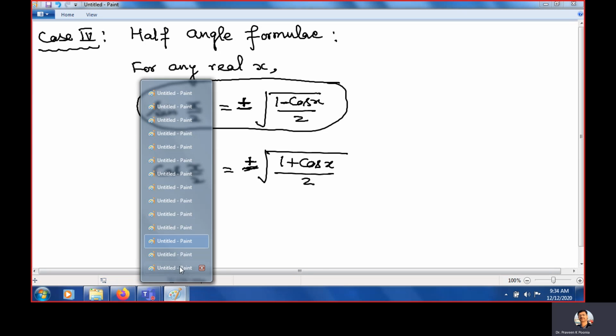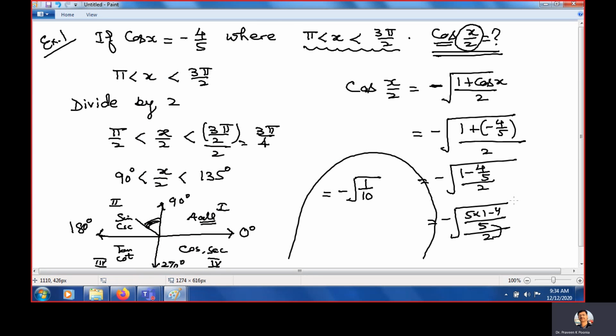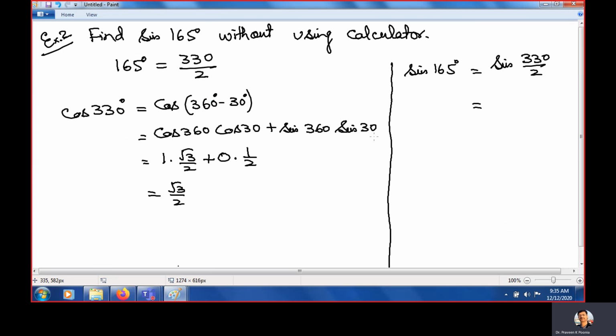So we will move to the second one. Where is the 165 degree angle? 165 means above 90 and less than 180. It is in the second quadrant, because the 165 degree angle will be here. So what does this mean? We are going to take plus.